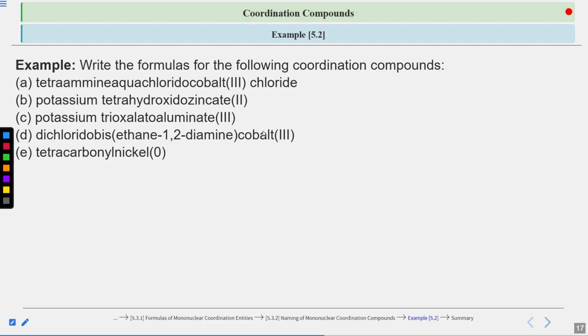So all these things which are present in Roman numerals are basically the representation of the oxidation state of the central atom or ion present in the coordination compound. You have to give the formula of these names of the coordination compounds. So you are given some time, try to solve this, analyze this, and then we will see the correct answer and correct solution.